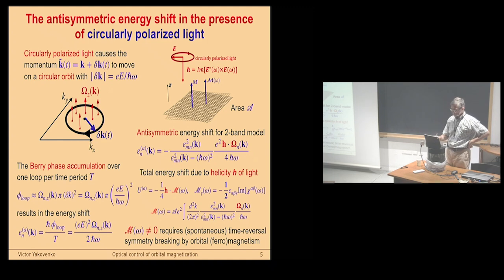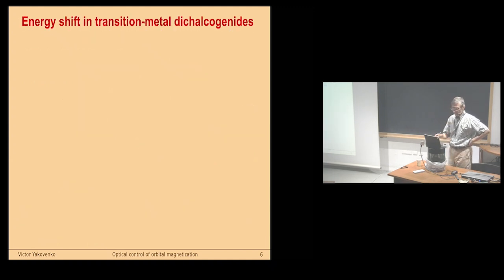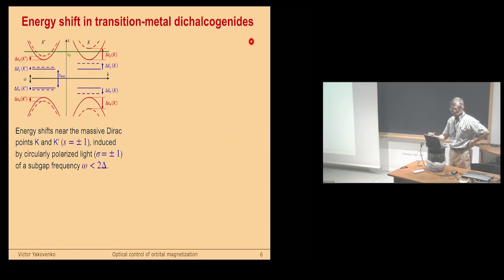Let us discuss TMD materials. Transition metal dichalcogenides, you probably know, have a hexagonal honeycomb lattice, so like graphene they have two valleys, K and K prime, and they have a pretty wide energy gap. And so there are massive Dirac points at the K and K prime points.